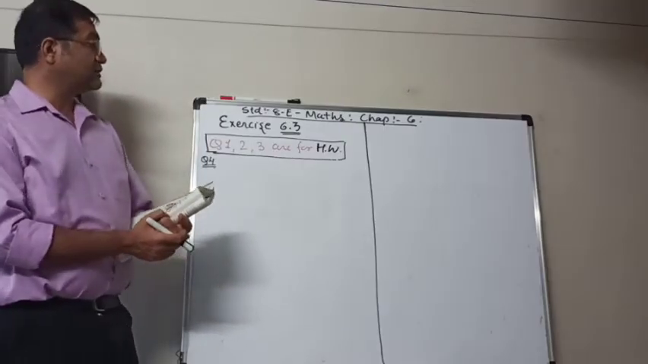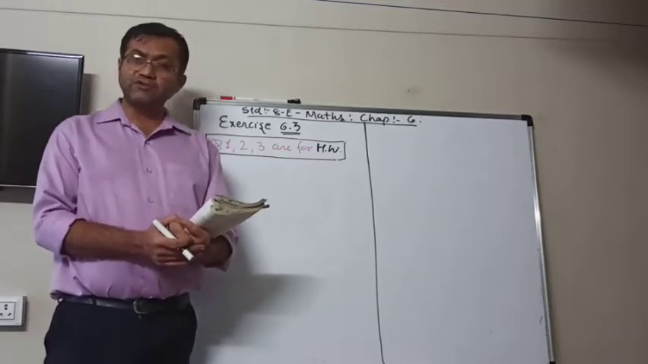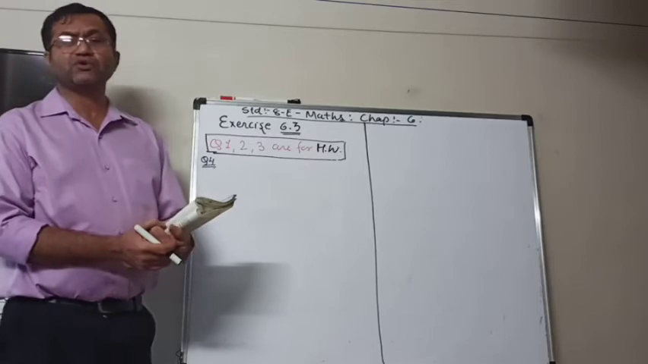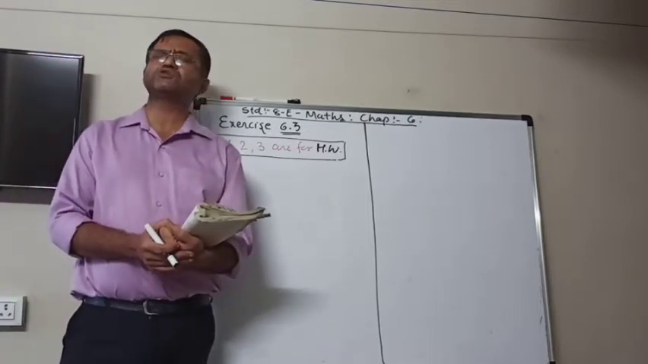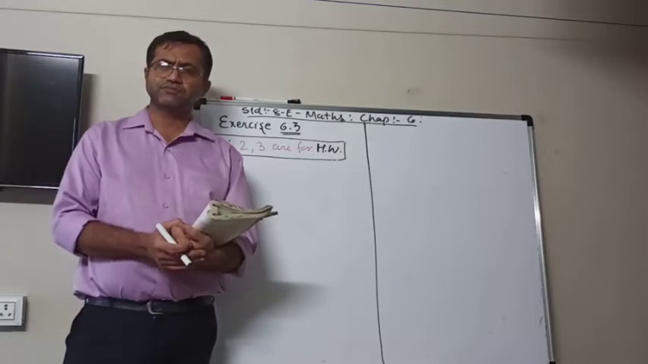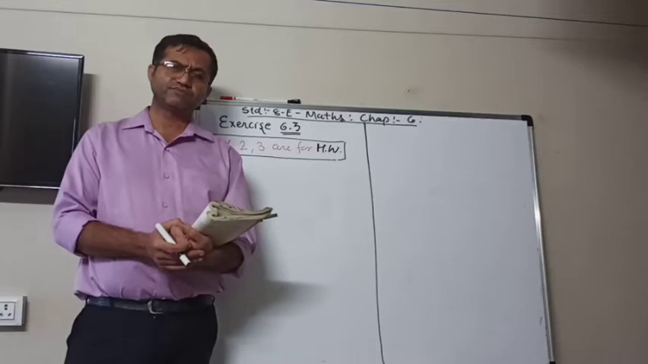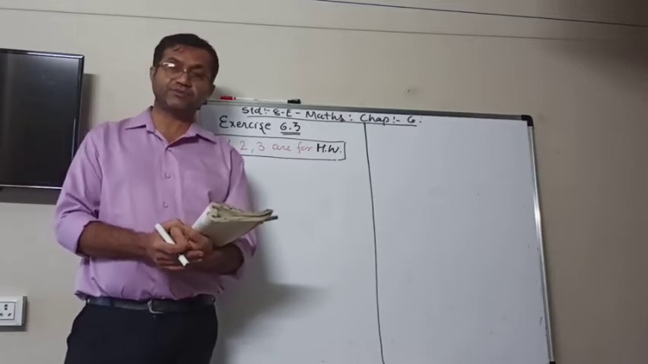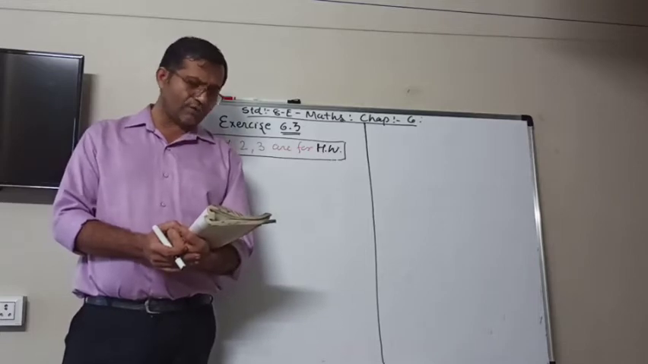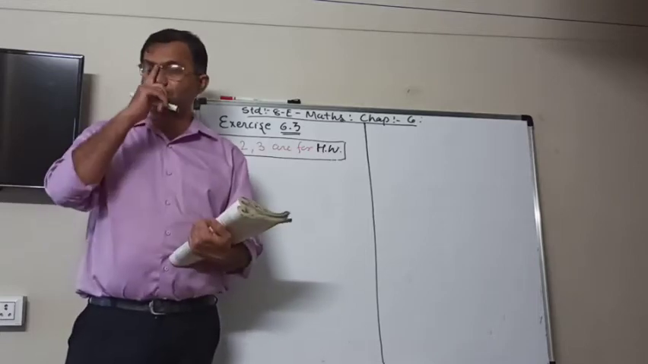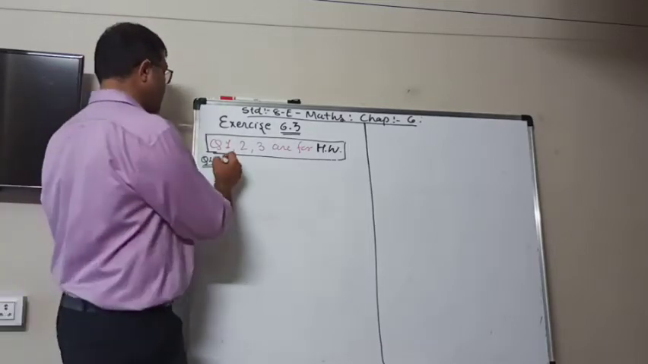Now we will start exercise 6.3, in which the first, second and third questions are so simple that you will be able to do them yourself, because we have done that type of question in the examples. They are so obvious. So I am going to start with question number 4. Find the square roots.